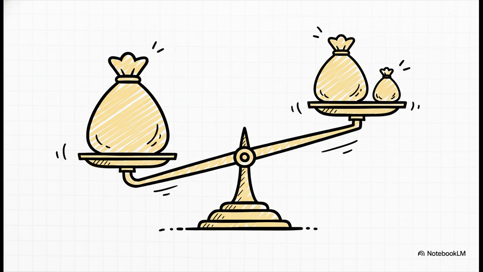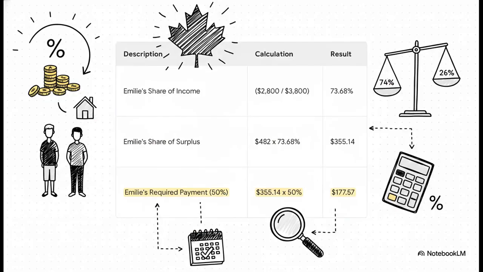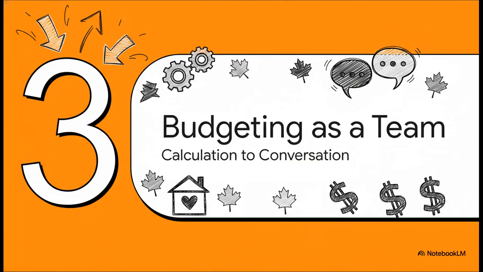And this is super important because it makes sure that the person who's actually in bankruptcy only pays a share of that surplus that's proportional to what they earn. It's really all about fairness. And this is where we get the final answer. So Emily earns about 74% of the total household income. That means she's responsible for that same percentage of the surplus, which comes out to about $355. Then the law says she has to pay 50% of her share. And boom, that's how we get to her required monthly payment of $177.57.